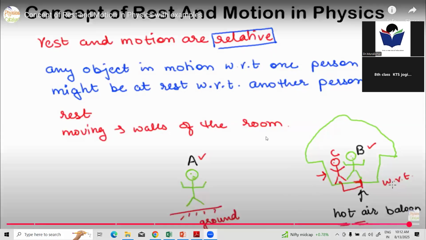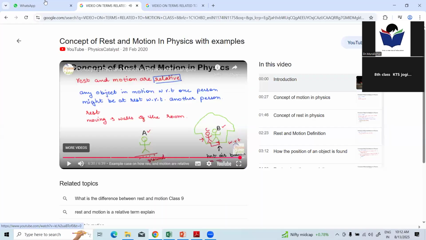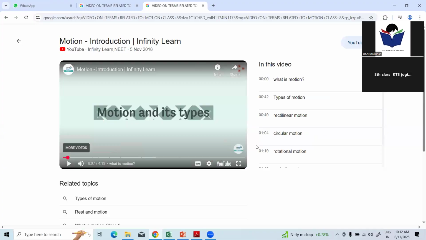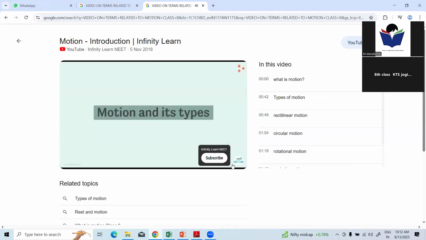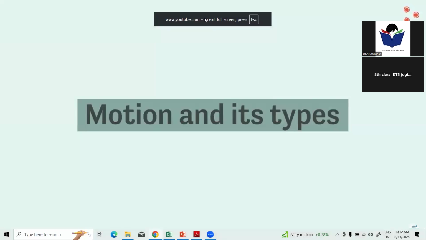I hope you now understand that both are relative terms. Now let's have a quick review of types of motion, which you just recall.